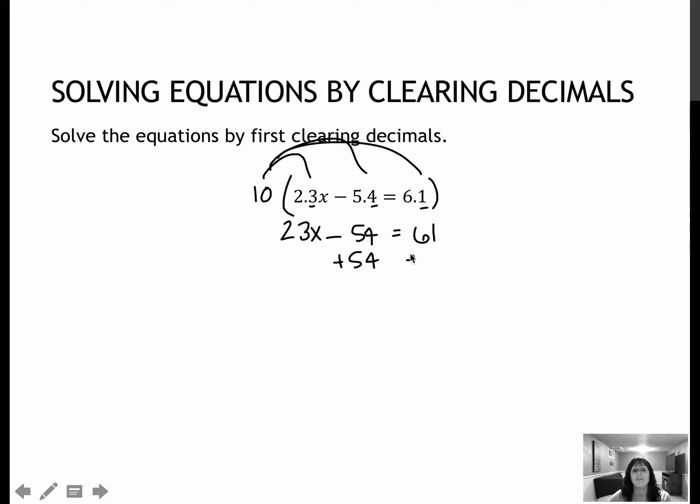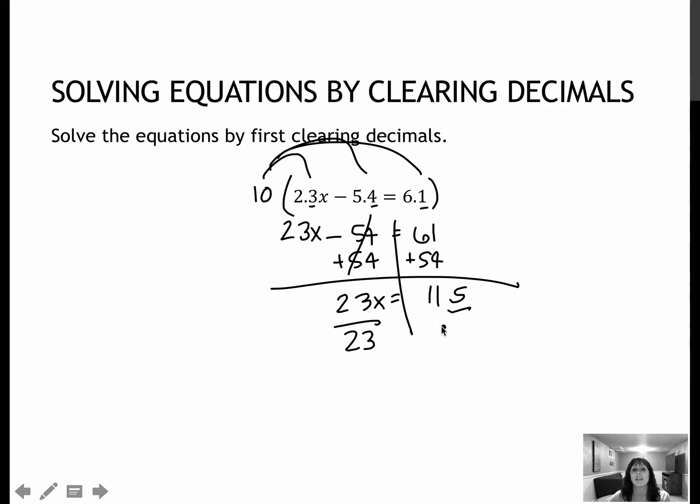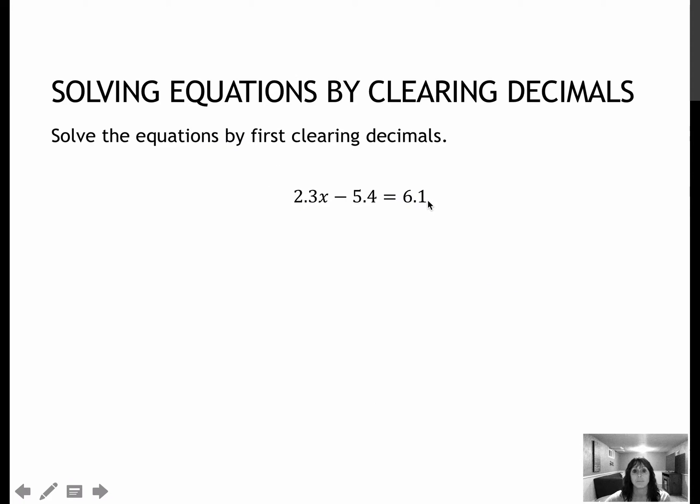Now I can add 54 to each side, just like I did before. I've got 23x equals 115. I divide by 23. And just like we had before, when I divide, I get 5. And that's the same answer that I got before. And it works out that way because we're taking everything times 10. So you can't just pick and choose what to multiply by that number.